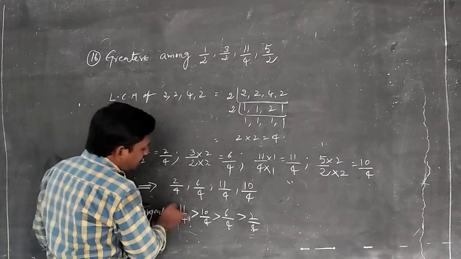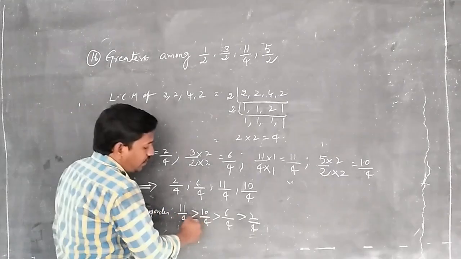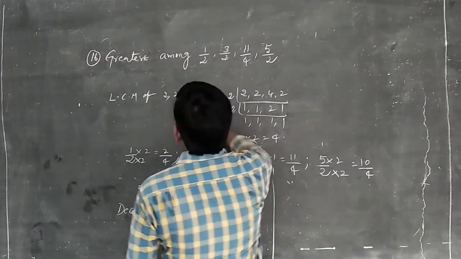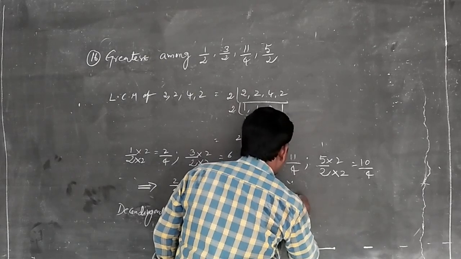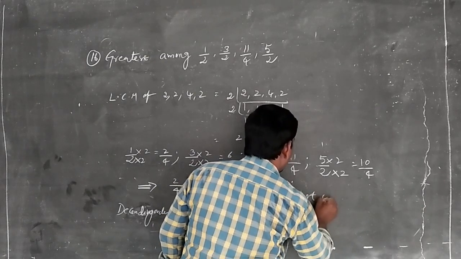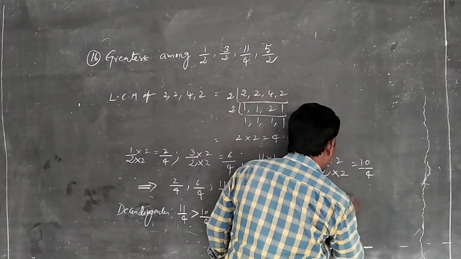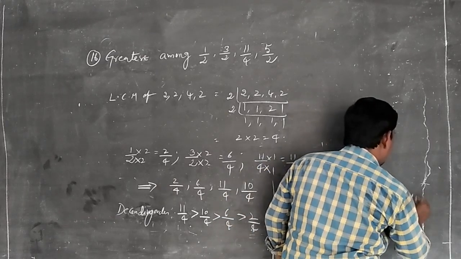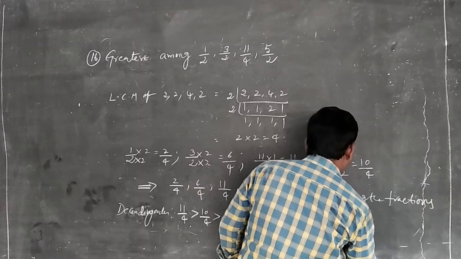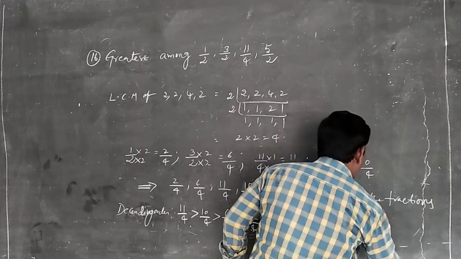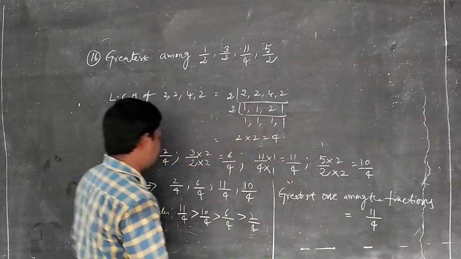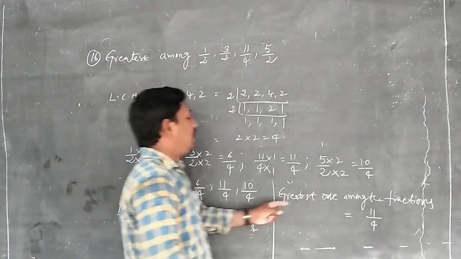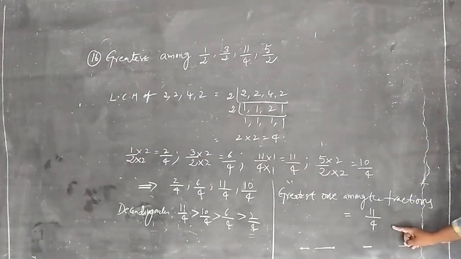Descending order means this is the greatest among the other fractions. So the greatest one among the fractions is 11 by 4. When you compare numerators, 11 is greater than 10, greater than 6, greater than 2. So 11 by 4 is the greatest fraction.